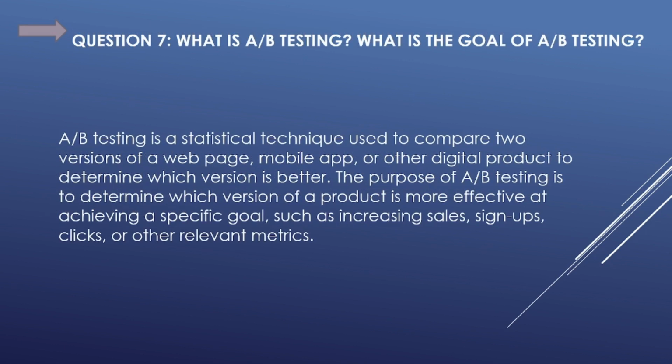Question 7. What is A-B testing? What is the goal of A-B testing? A-B testing is a statistical technique used to compare two versions of a web page, mobile app, or digital product to determine which version is better. The purpose of A-B testing is to determine which version of a product is more effective at achieving a specific goal, such as increasing sales, sign-ups, clicks, or other relevant metrics.